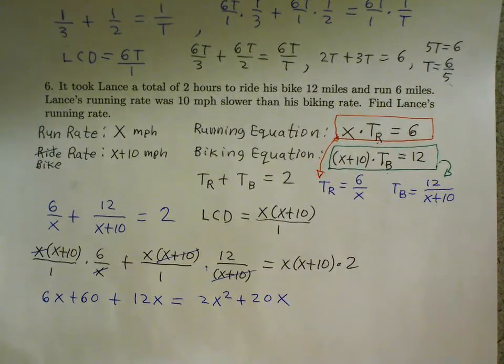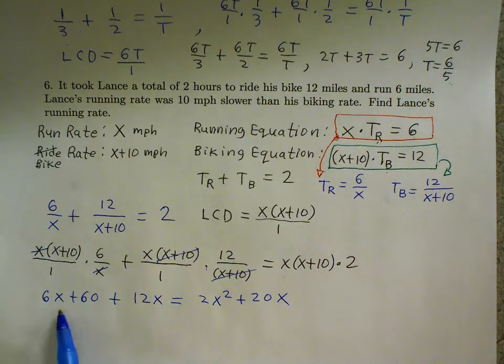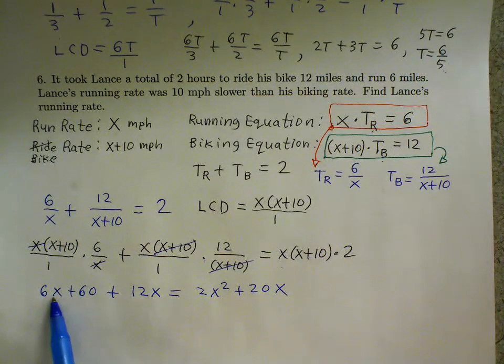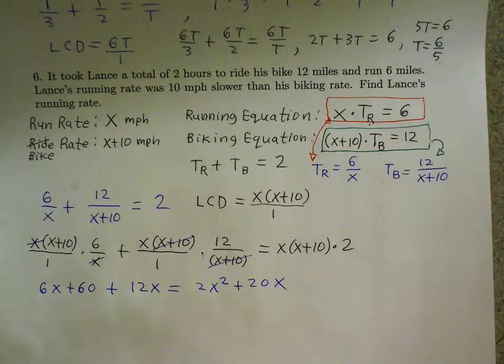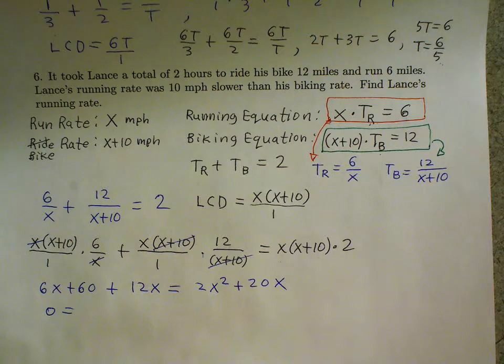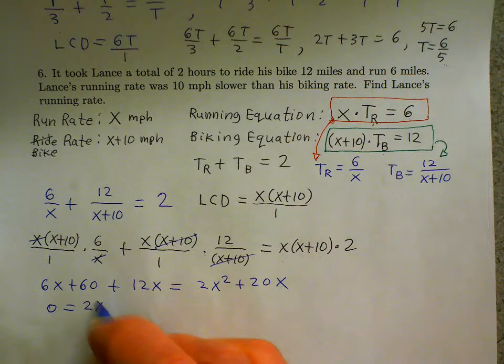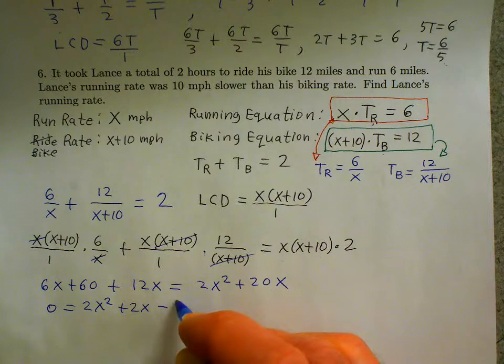In the next step, we'll do a few things at once. On the left-hand side, we have a total of 18x. 6x plus 12x is 18x. So we're going to subtract 18x from both sides and also subtract 60 from both sides. When we do that, we'll get 0 equals 2x squared plus 2x minus 60.